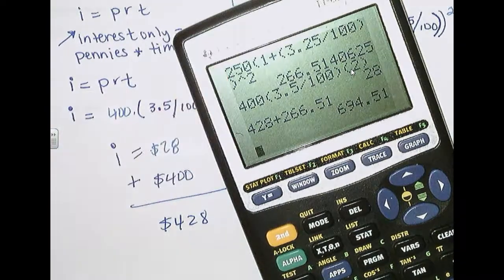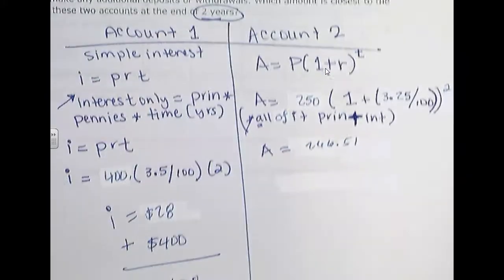So 250 times 1 plus 3.25 divided by 100. And if you notice, you see 2 sets of parentheses. 1, 2, and then caret top 2. You could use the other little 2 as well. And I got $266.51. Yeah, sure, whatever. So there's my numbers.